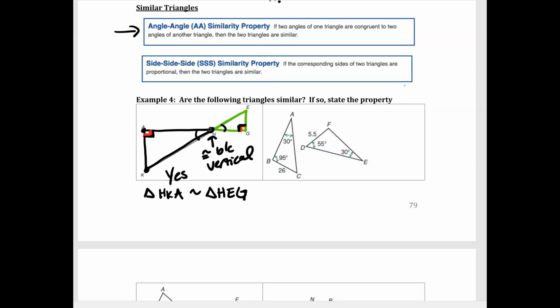And so I made sure to do the same pattern over here. So I started at H and then I went to E and then I went to G. Okay, it doesn't matter the order, you just have to be consistent. So let's go and look at the next example.